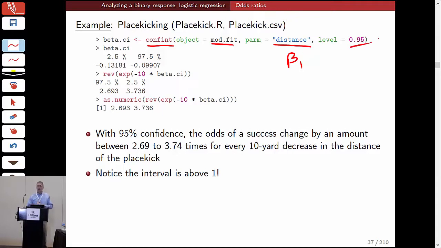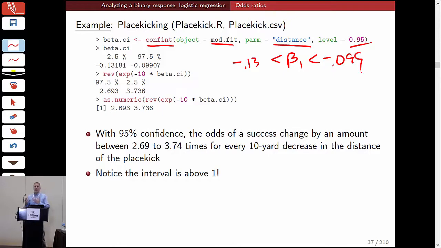What level do I want to do that interval at? 95%. So then my interval for beta 1 is negative 0.13 to negative 0.099. Notice that 0 is not included in that interval.